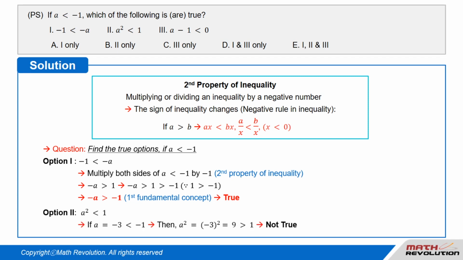Option 2. a squared is smaller than 1. If a equals -3, which is smaller than -1, then a squared equals -3 squared, which equals 9, which is greater than 1. Thus, this option is not always true. It is important to remember the cross cases where you should consider both negative and positive numbers.